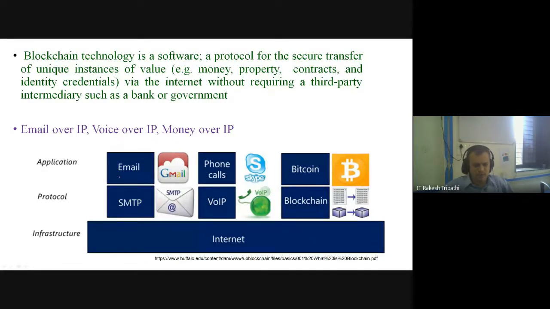If you know the TCP/IP protocol stack, then there is the internet. This is the networking infrastructure, and you have application layer protocols, and then you have applications. The way email uses SMTP, and phone calls and Skype use voice over IP or the multimedia RTP protocol, Bitcoin is an application that runs on top of the blockchain framework. So blockchain is again a platform. It's software, and there are protocols in which different parties exchange messages and you achieve something. So you can develop a distributed application on top of this blockchain. And what are those applications? We'll see that.